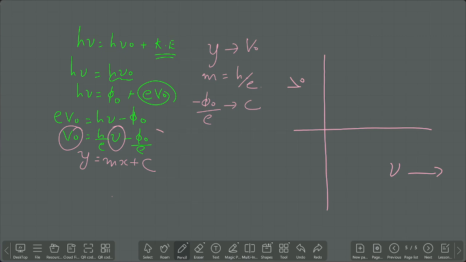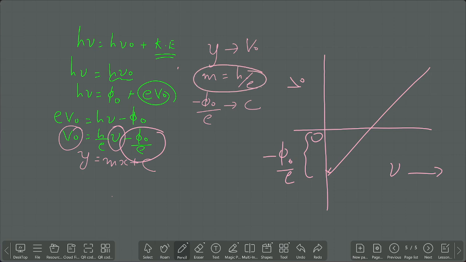And the intercept is minus. What does it mean? Suppose this is the origin. Minus means the straight line is shifted down. That is the meaning of minus. So it will start from here, which is this intercept, minus phi 0 by e. From this you can start. Hope this is clear. y equal to mx plus c. What is m? m stands for slope. This is nothing but the slope.